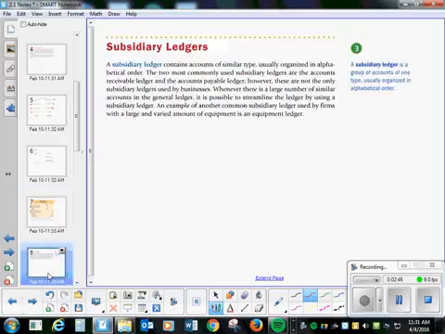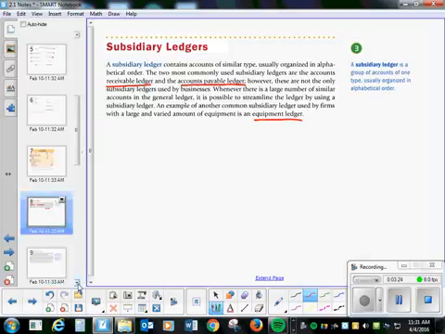So we're going to start talking about some subsidiary ledgers. A subsidiary ledger contains accounts of similar type, usually organized in alphabetical order. The two most commonly used subsidiary ledgers are accounts receivable and accounts payable. However, these are not the only subsidiary ledgers used by businesses. Whenever there's a large number of similar accounts in the general ledger, it's possible to streamline the ledger by using a subsidiary ledger. An example of another common subsidiary ledger used by firms with a large and varied amount of equipment is an equipment ledger. And I don't actually think we're going to be using that one at all in Accounting 20.